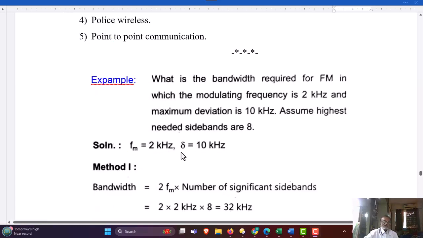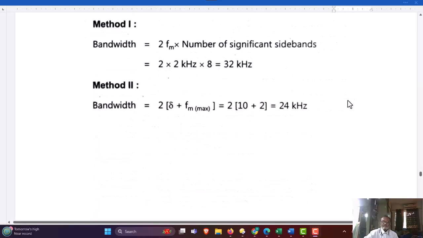Some additional examples on FM and related calculations are shown here. You can go through it, and that's all about the frequency modulation technique, friends.